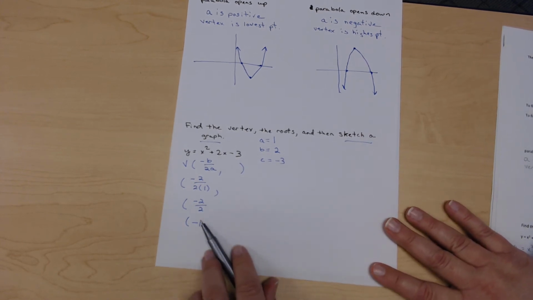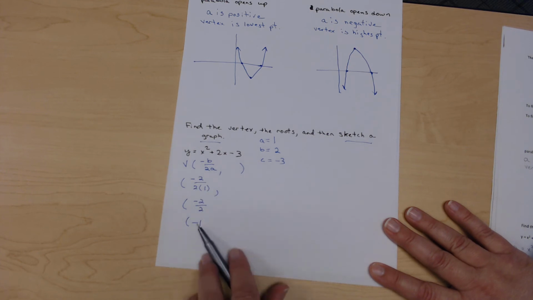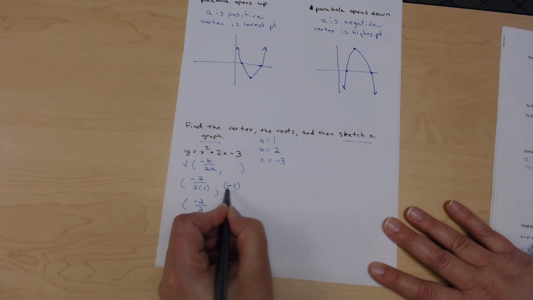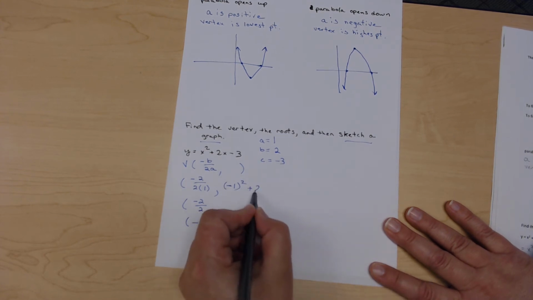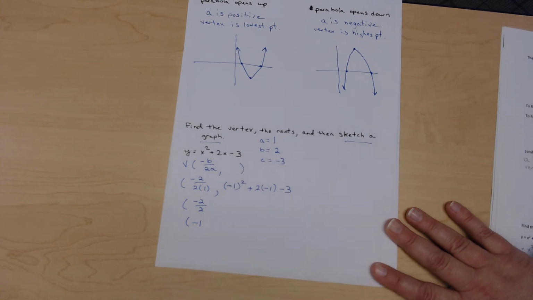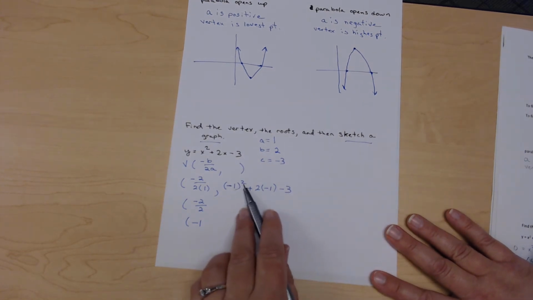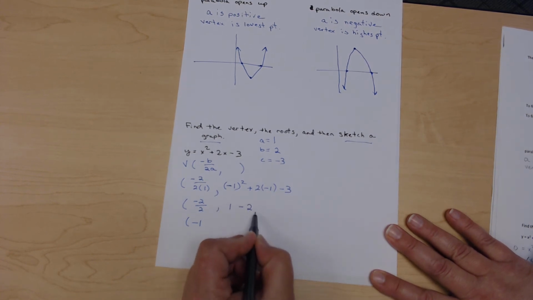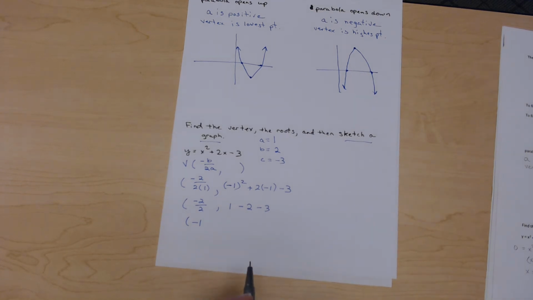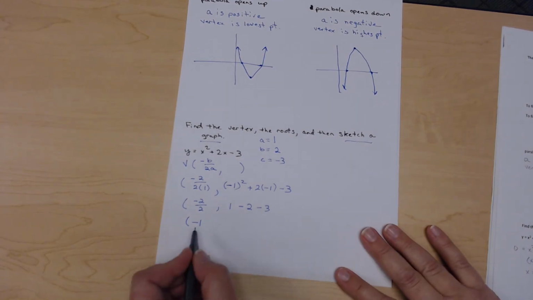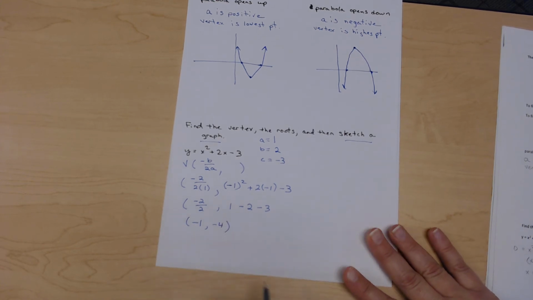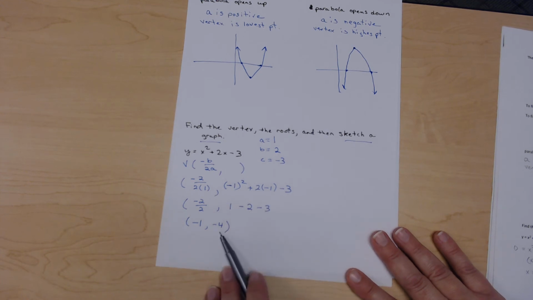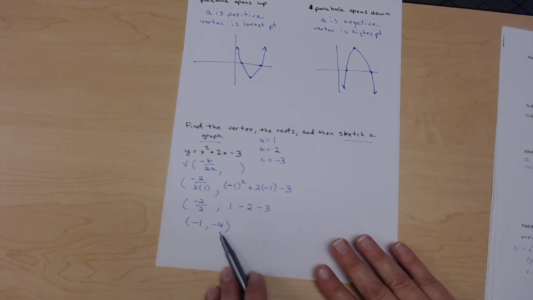So that's my x-coordinate. Now, to find y, I take negative 1 and I plug it in. So now I'm going to do negative 1 squared plus 2 times negative 1 minus 3. Okay, so this actually gives me, and you can just type it into your calculator if you want, 1 minus 2 minus 3. And so that gives me negative 4. And so that is my vertex. I find x, and then I plug it in, and that gives me y. So that is my vertex.